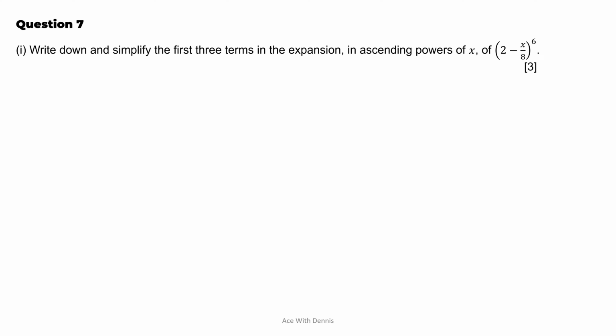Question 7. 1. Write down and simplify the first three terms in the expansion in ascending powers of x of (2 minus x over 8) to the power of 6. 3 marks.